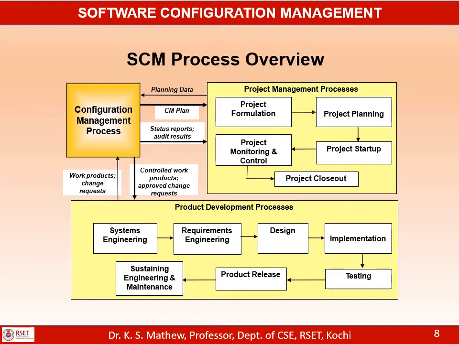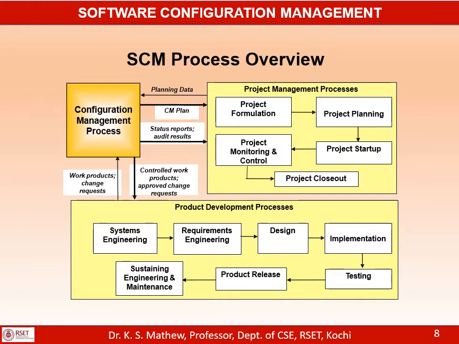Various work products come from the SDLC, the software development process. When it executes various phases, you will get work products. At the end of every phase, you will get a work product that comes as input to the configuration management process. So the work products come as input from the software development process, and they will be baselined or controlled, and the controlled work products go as output from the configuration management process to the SDLC.